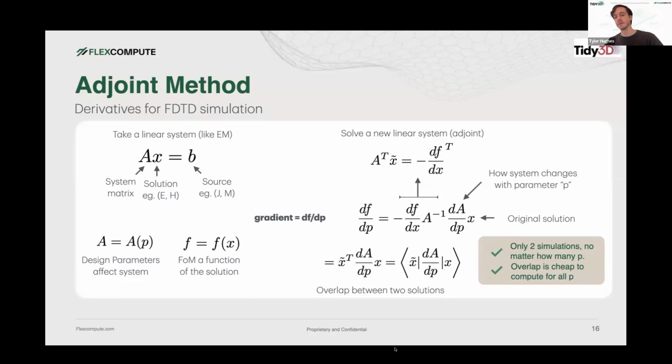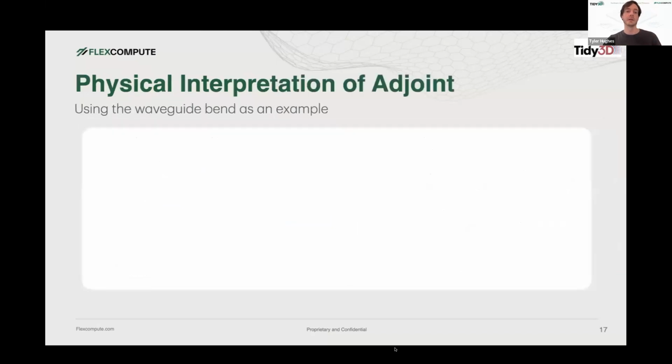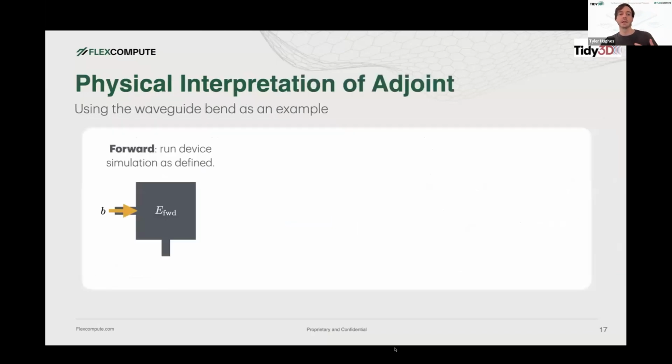There's still this inner product operation, but it's typically quite cheap, like a summation of the fields over some region. Okay, so this is really the missing piece that lets us do inverse design and gradient-based optimization. Just to kind of drive home what the adjoint means.